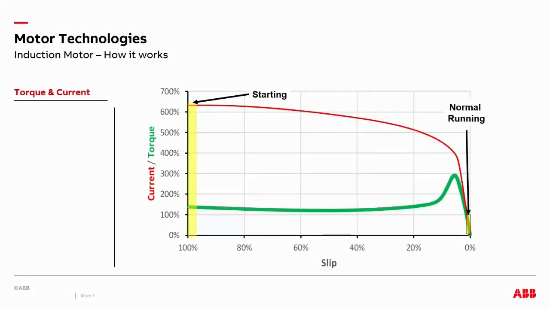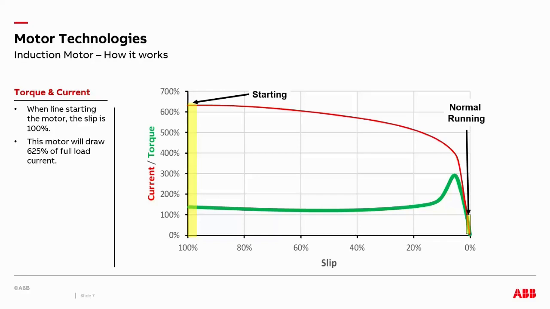Here we have a slide that shows a typical 25 horsepower, 1770 RPM motor with a NEMA premium efficiency of 93.6%. Now for this motor, it is possible to start it across the line. When we start it across the line, the slip is at 100%, meaning that there's 100% speed difference between the speed of the frequency versus the speed of the shaft.